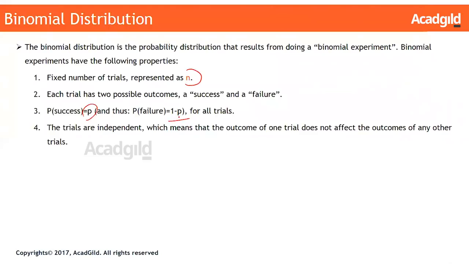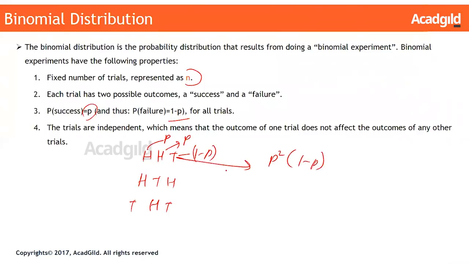Okay, so let's make it simple, let's take 3 coins. So 2 heads out of 3 tosses: heads, tails, heads; tails, heads, heads; heads, heads, tails. And I think that's it. Okay, so what is the probability of getting a head? P. Another head? P. Tail? 1 minus P. So the probability of this instance is P square into 1 minus P. The probability of this instance is again P square into 1 minus P. The probability of this instance is P square into 1 minus P.